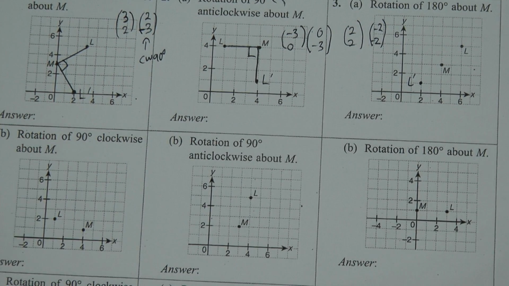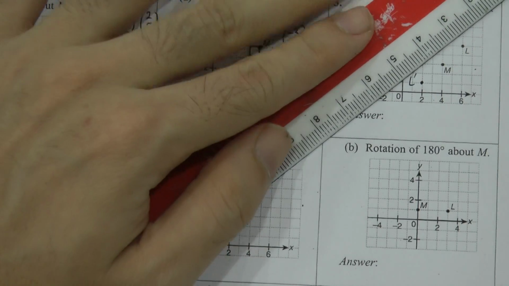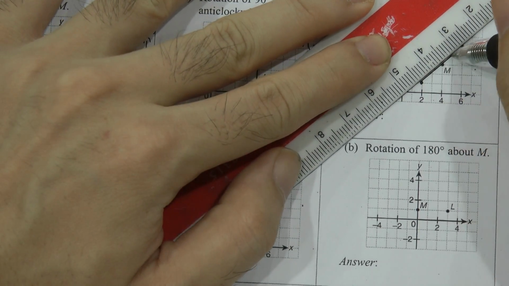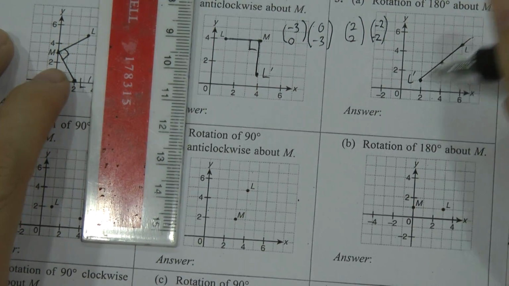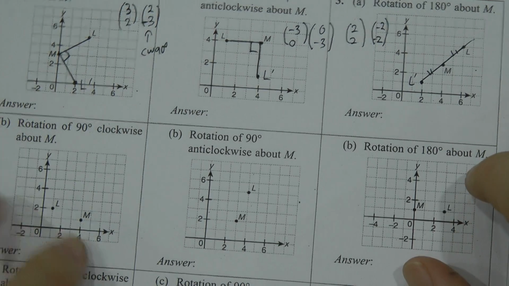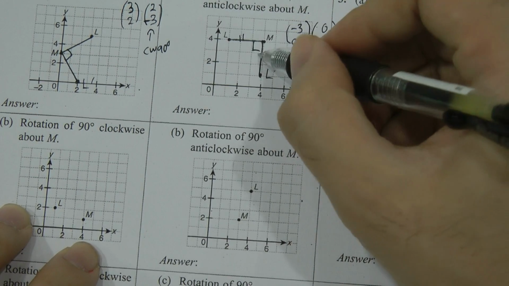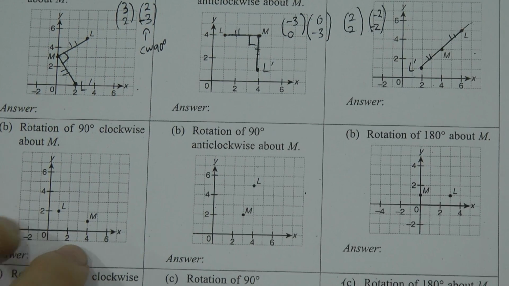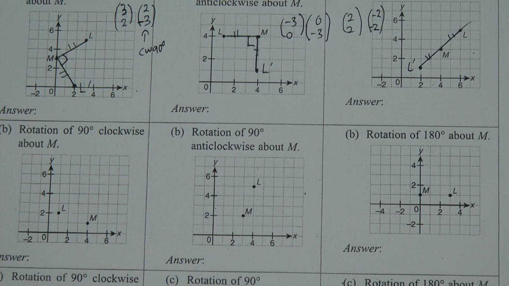For 180 degree, you can always connect and make a straight line. This is something special about 180 degree. So you can see this is a straight line, and the distance here and the distance here are the same. Of course, for all rotations, the distance from the center point has to be the same. Alright, let's have a look at this one.